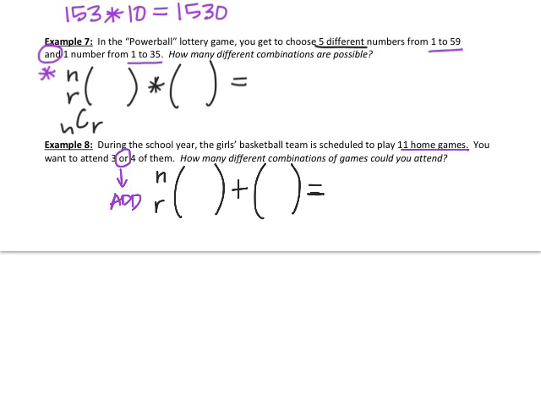So if you have some questions, please make sure you ask them in class, and we will be practicing some more problems like these in class as well.